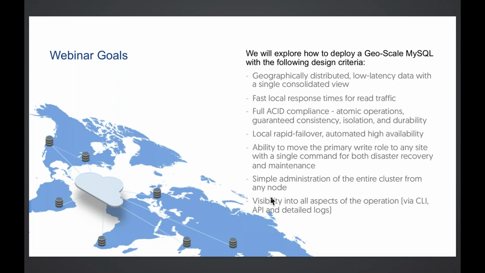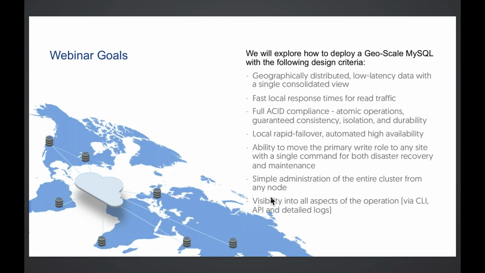Additionally, we want to ensure availability. So we want to have local, automated, rapid failover in the event of a database loss on the write master. Next, we want to be able to take that write master role, pick it up, and move it into a different region for either testing, disaster recovery, maintenance. For whatever reason you want to move that role, we can do it. We want to do it.